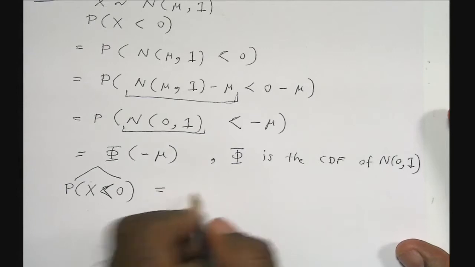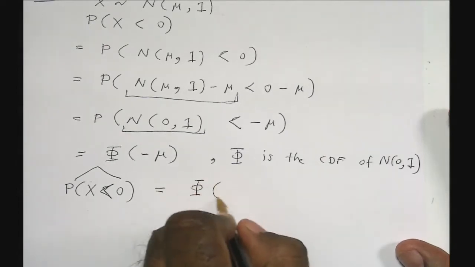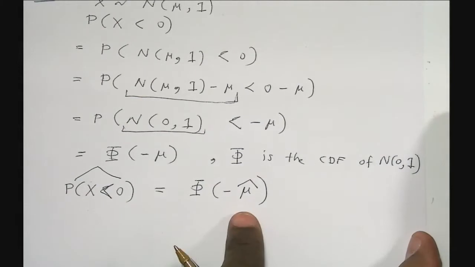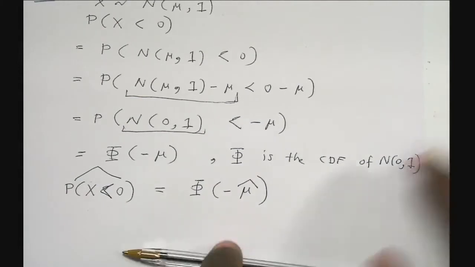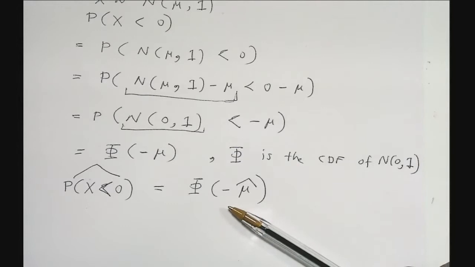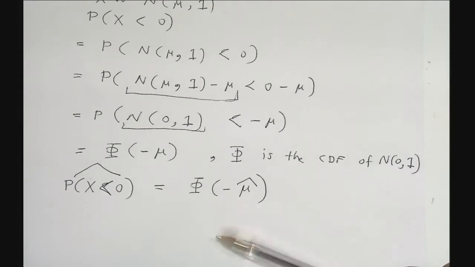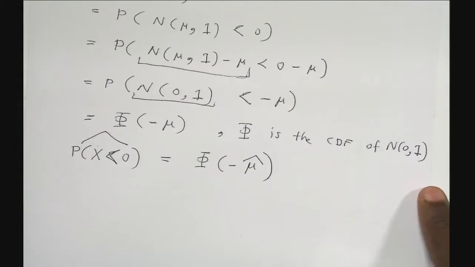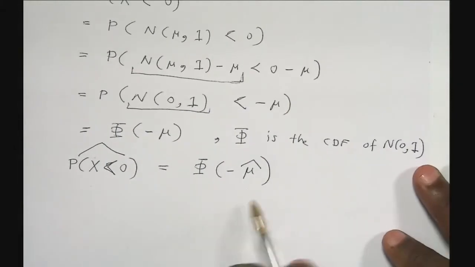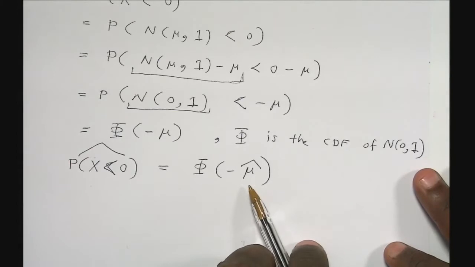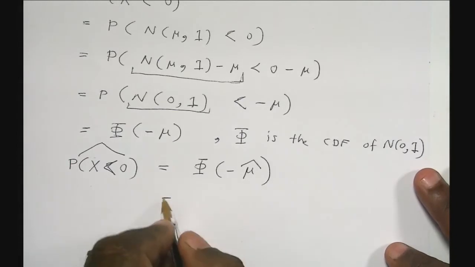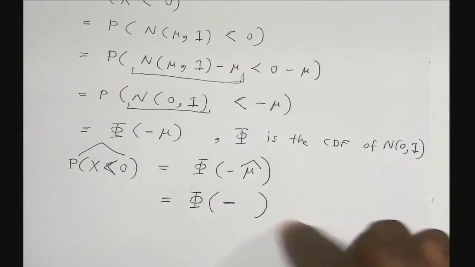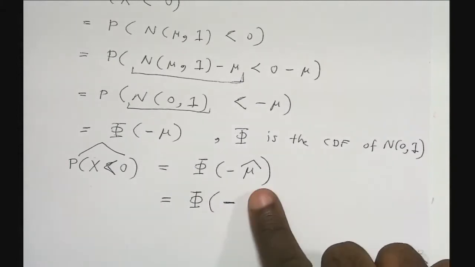And this, therefore, is equal to phi at minus mu hat. Now mu hat is the MLE for mu. If you were in the lecture last Wednesday, I showed you that if you have a sample from a normal distribution with parameter mu, complete the blank. What do you think mu hat will be?